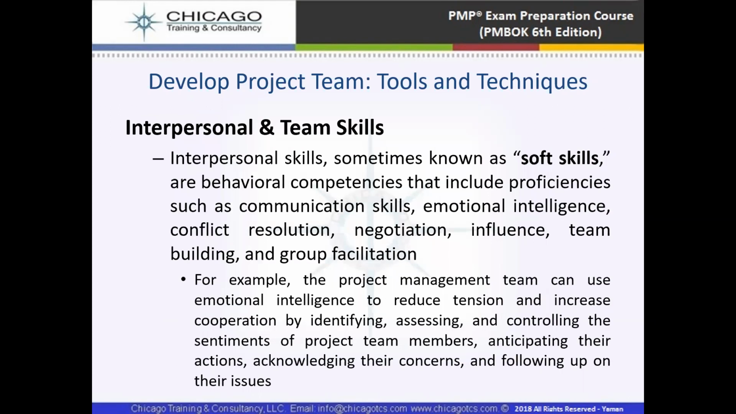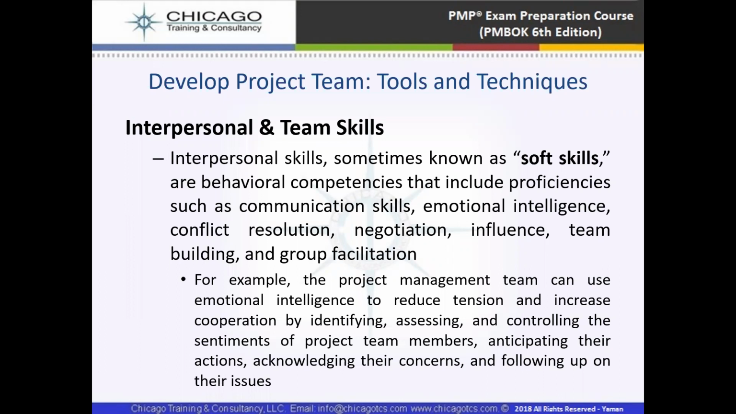And then we have interpersonal and team skills, the soft skills, which are also called behavioral competencies, that include proficiencies such as communication skills, emotional intelligence, conflict resolution, negotiation, influence, team building, and group facilitation. Like the project management team can use emotional intelligence to reduce tension and increase cooperation by identifying, assessing, and controlling the sentiments of project team members. So basically, this is interpersonal and team skills where we use our soft skills.